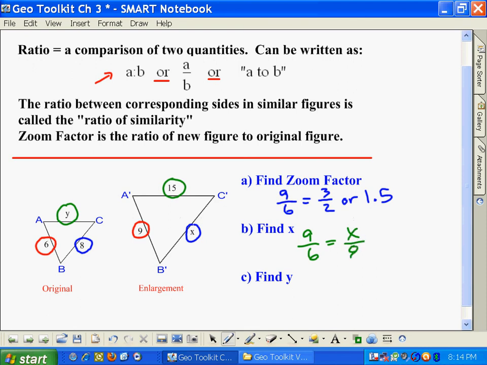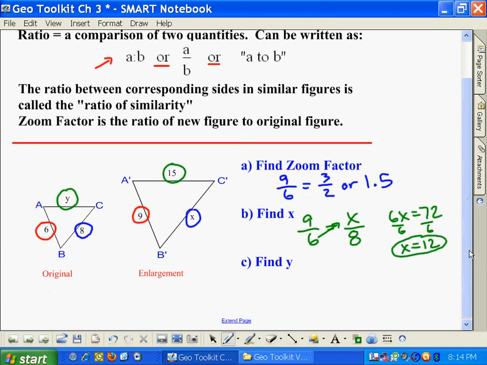Now we have a proportional equation, and we can go ahead and solve it. 6 times X would be 6X. 9 times 8 would be 72. Go ahead and divide by 6. Therefore, X would be 12. That's our answer.